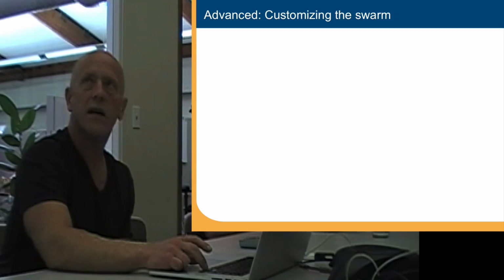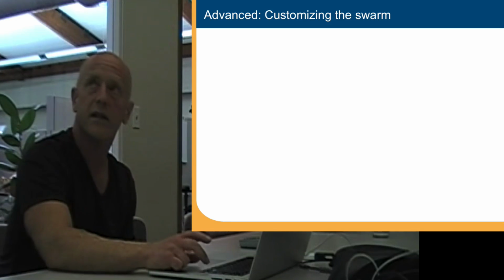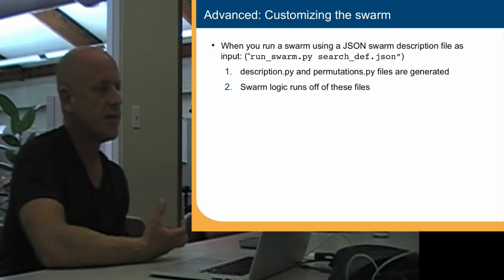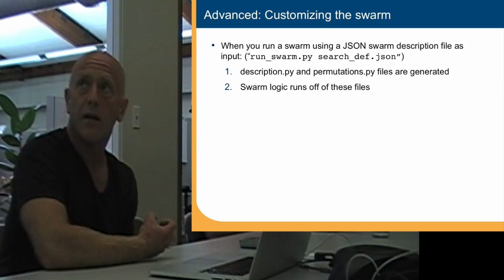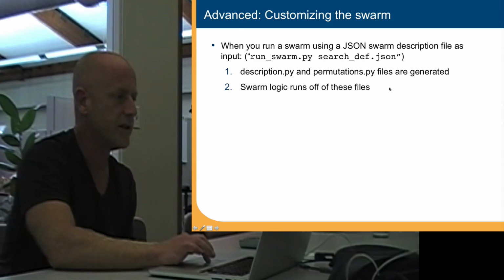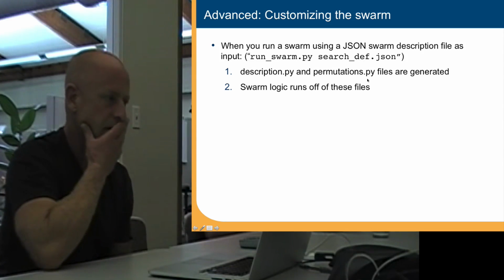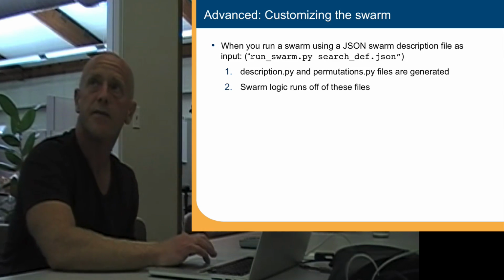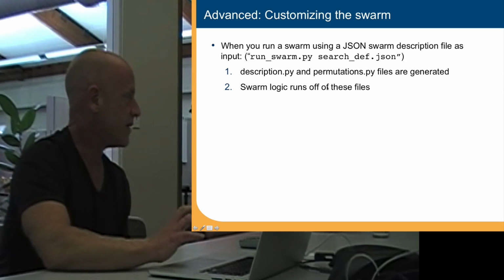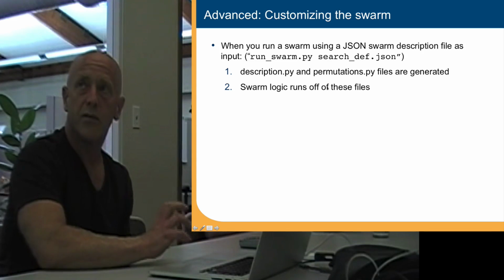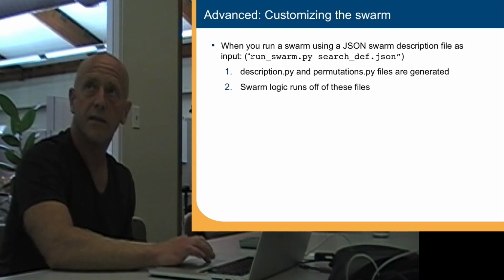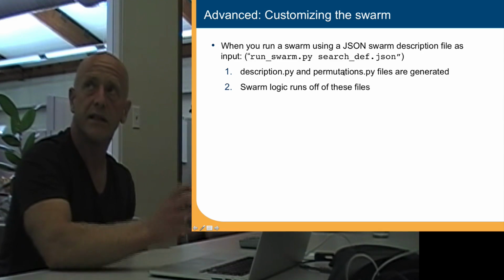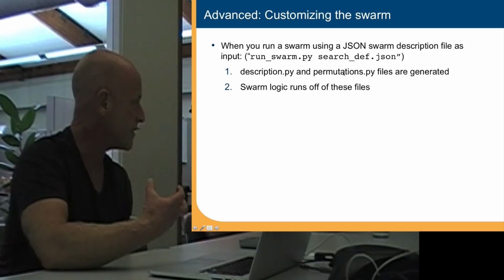Okay, so this is more of an advanced topic. There are ways you can customize the swarm. When you feed in a JSON file like I showed earlier, it actually creates 2 files transparently to you, description.py and permutations.py, and runs off of these files. If you want to run a more advanced swarm, you can edit these files that are generated and tell swarming to run directly off of those files.